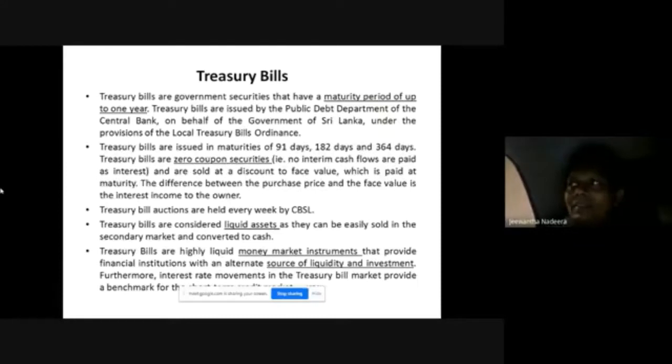That's the method. Very simple method they are using. 200 million Central Bank has invested over the 3 months treasury bill at one rate.